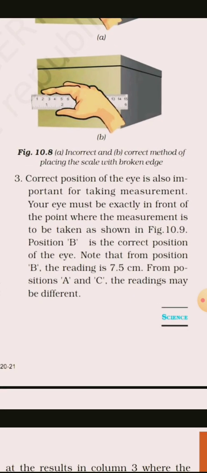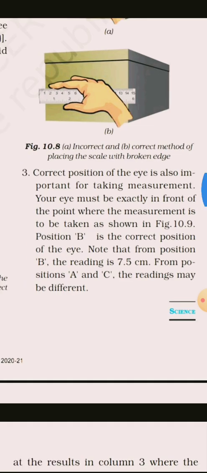Number 3, correct position of the eye is also important for taking measurement. Your eye must be exactly in front of the point where the measurement is to be taken, as shown in figure 10.9. Position B is the correct position of the eye. Note that from position B the reading is 7.5 centimeter. From positions A and B the reading may be different.